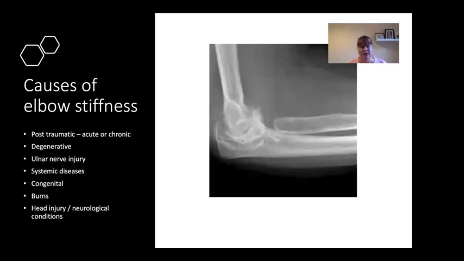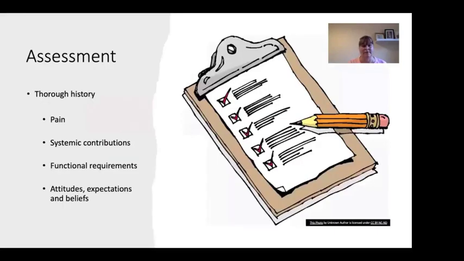Congenital problems leading to stiffness such as arthrogryposis, radio-ulnar synostosis, burns as well because of the soft tissue contracture, and also patients who present with elbow stiffness following a head injury, not just because of changes in tone, but obviously head injuries predispose patients to developing heterotopic ossifications, or patients who have other neurological complications such as increased tone after a cerebrovascular accident.